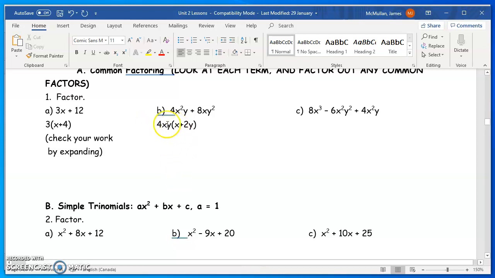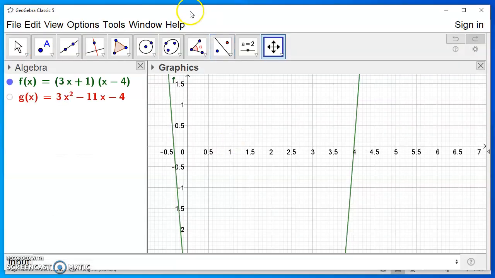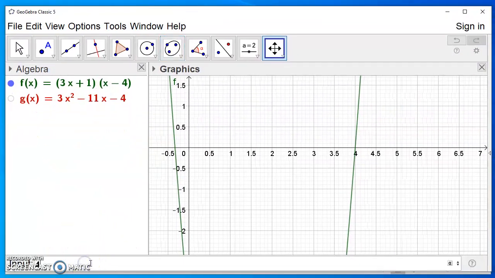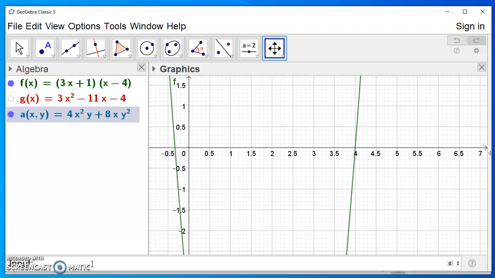To check, you can expand this to work backwards and check your work, but another useful thing you can do here is you can use GeoGebra for this. So we have 4x squared y plus 8x y squared. Okay, and it creates a function that has 2 variables, but we don't really need to worry about that. I just want you to concentrate on what we got there. Then we're going to factor a. And you can see that GeoGebra has no problem factoring this. It gets the same answer that we got. It put the y first and the x second, but since it's multiplying them, it doesn't matter what order.